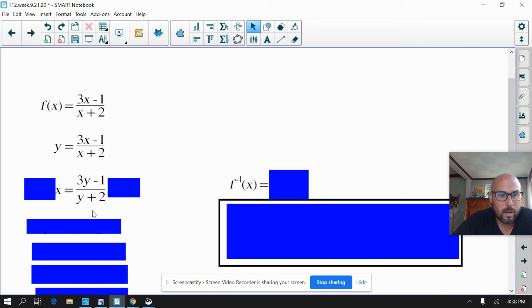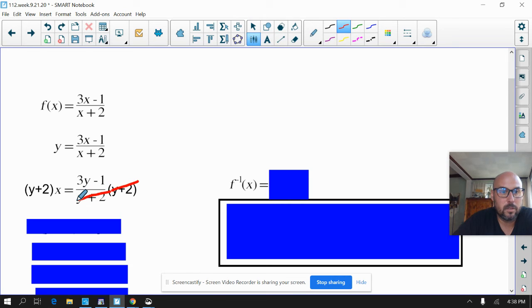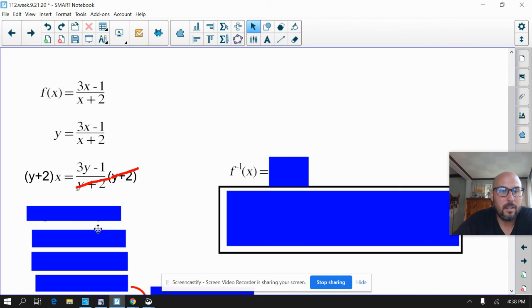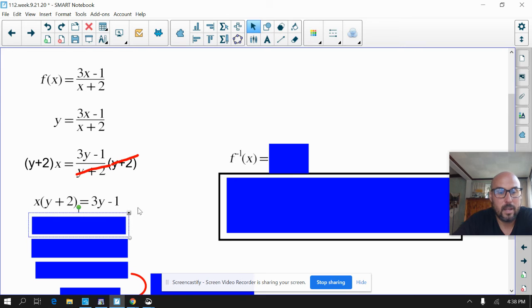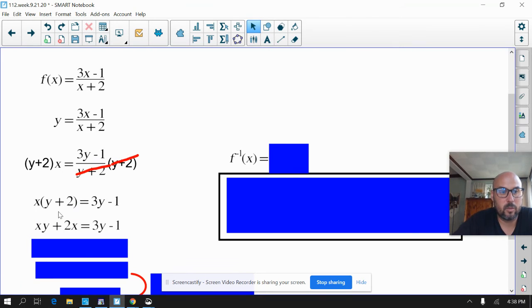So how am I going to solve for y? Well, we have a fraction. We get rid of the fraction typically. So multiply both sides by y plus 2. And on the right side, the y plus 2's cancel out. So on the right side, you would have 3y minus 1. On the left side, it's x times y plus 2. Here you distribute because you're mixing multiplication with addition.